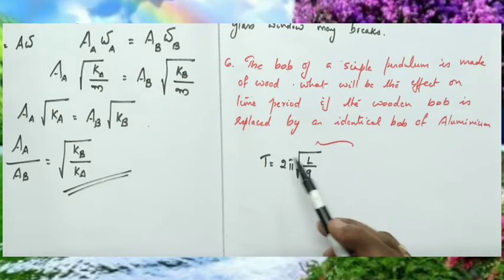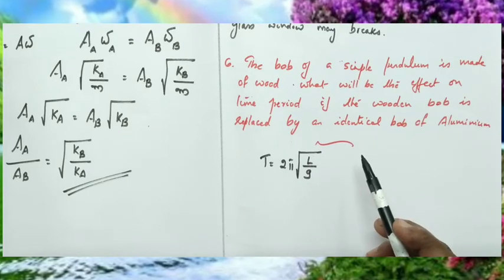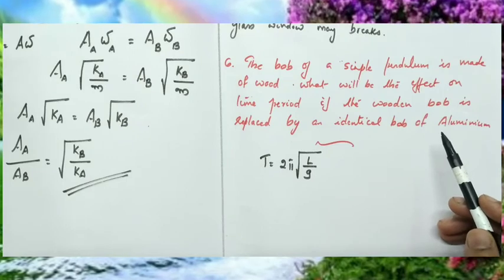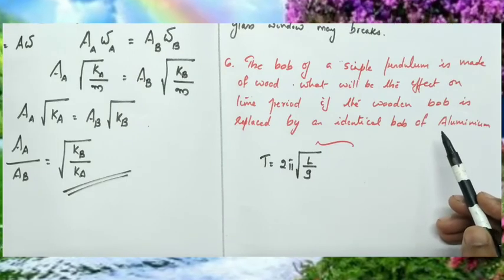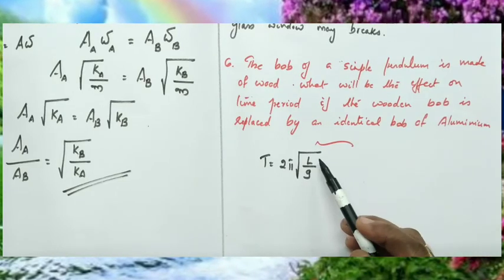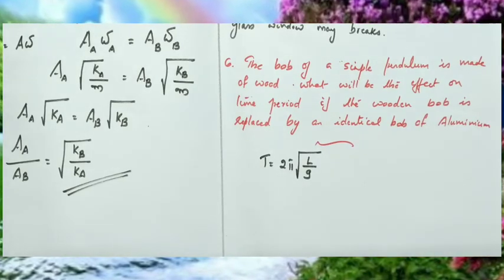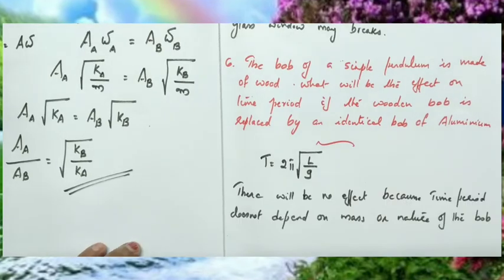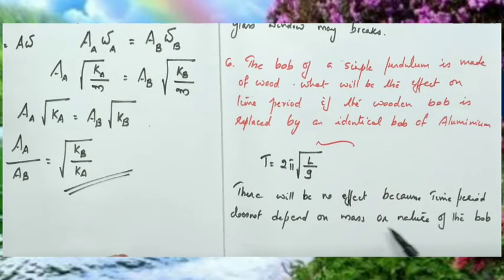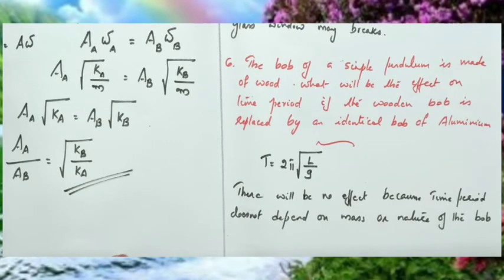No, because the time period does not depend on the mass of the bob. Even if it is a wooden bob, aluminium bob, or copper bob, any type of bob, time period does not depend on the nature of the bob or mass of the bob. It depends only on length and the acceleration due to gravity. So there will be no effect because time period does not depend on mass or nature of the bob.